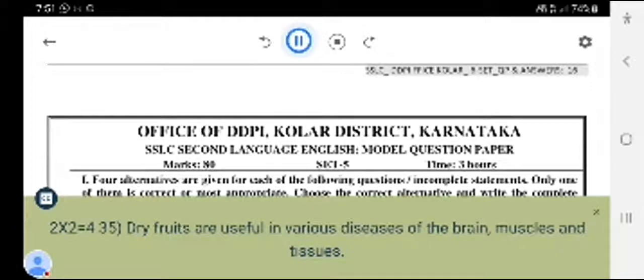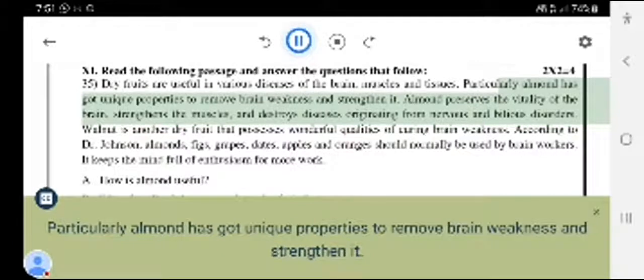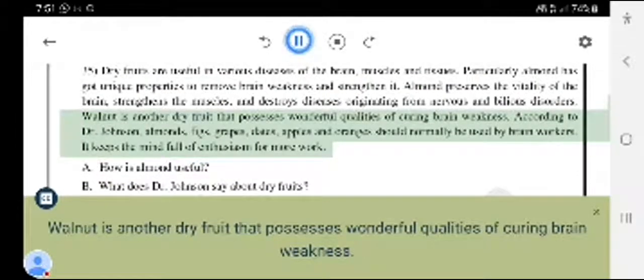2x2=4. Dry fruits are useful in various diseases of the brain, muscles and tissues. Particularly almond has unique properties to remove brain weakness and strengthen it. Almond preserves the vitality of the brain, strengthens the muscles, and destroys diseases originating from nervous and bilious disorders. Walnut is another dry fruit that possesses wonderful qualities of curing brain weakness. According to Dr. Johnson, almonds, figs, grapes, dates, apples and oranges should normally be used by brain workers. It keeps the mind full of enthusiasm for more work.